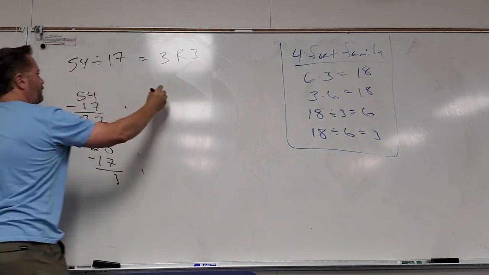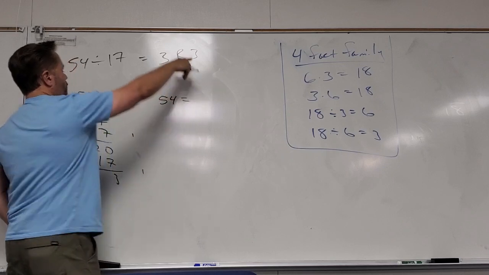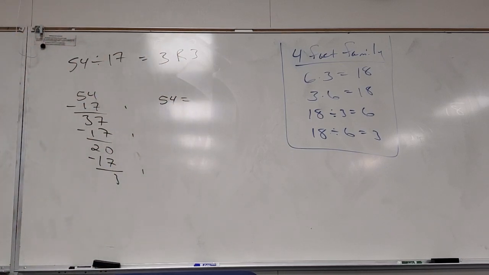So how can I write 54 then? Based on what we just did. How can I kind of break it up a bit?